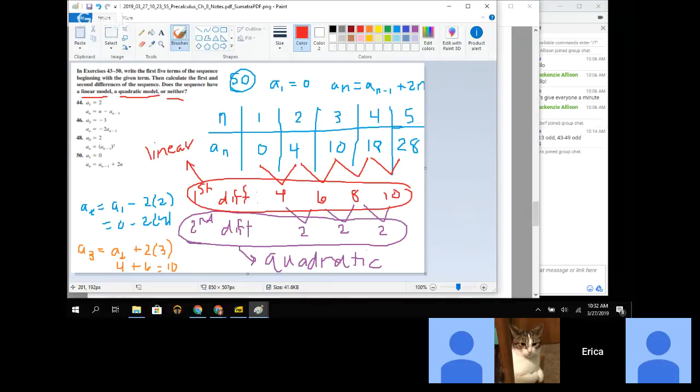So it's not too difficult to calculate. The reason I didn't do 44, 46, or 48 is because all three of them are neither. So when you calculate the first differences and the second differences, they are not consistent. So do you guys think you could do that? Figure out the model for that? Yeah. Cool.